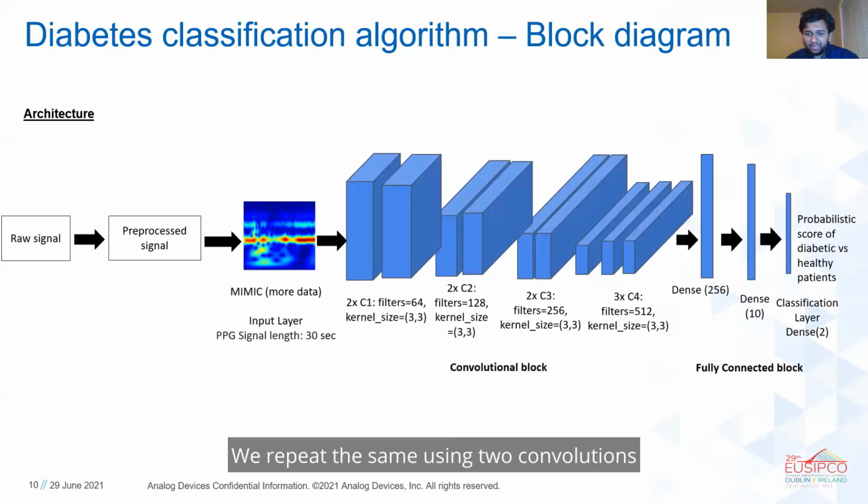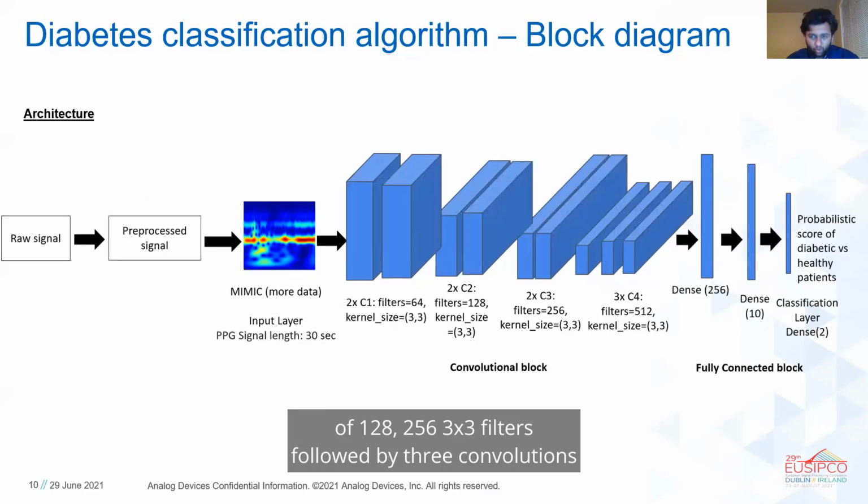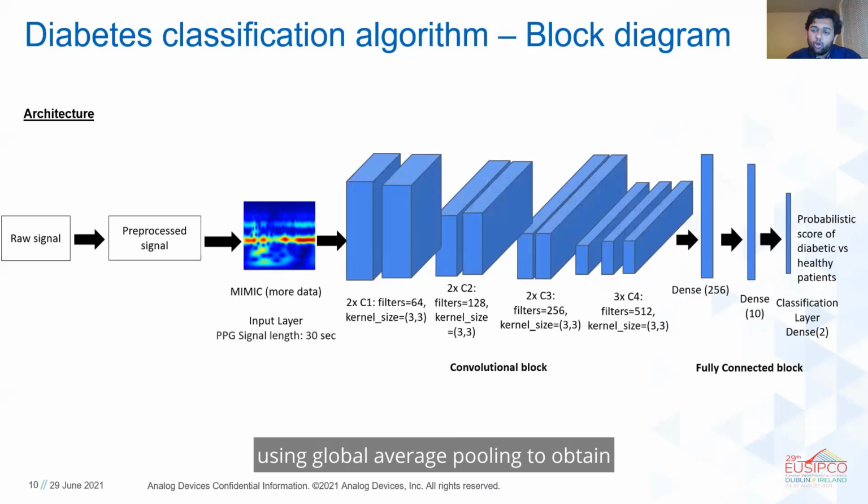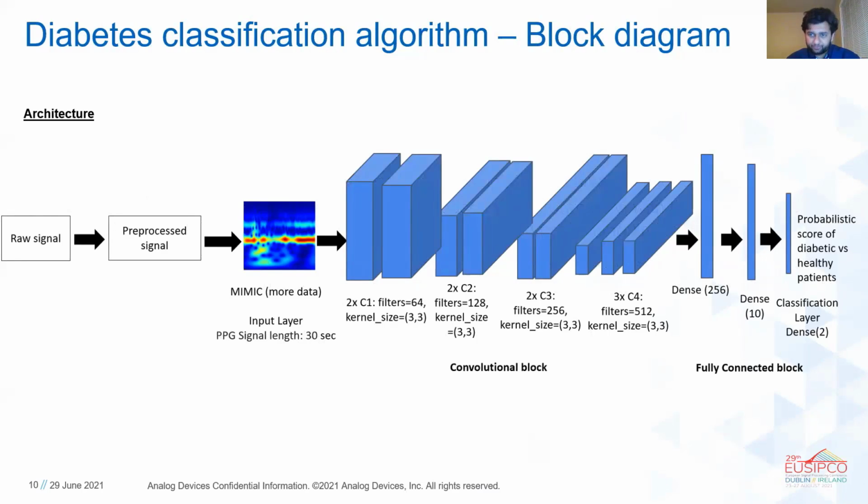We repeat the same using two convolutions of 128 and 256 3 cross 3 filters, followed by 3 convolutions of 512 3 cross 3 filters, and then pool the convolved feed using global average pooling to obtain a one-dimensional arrangement of neurons.